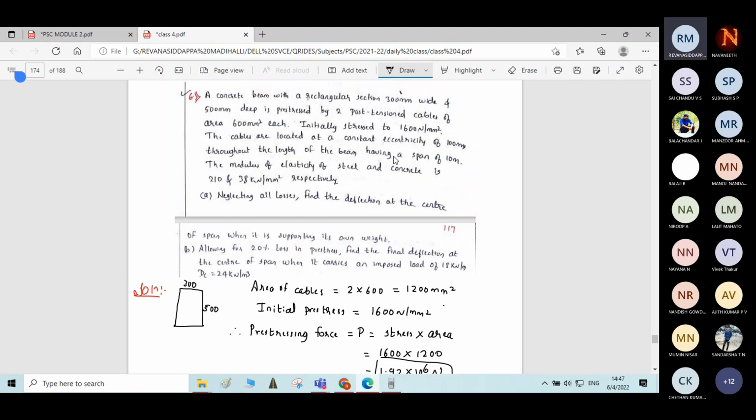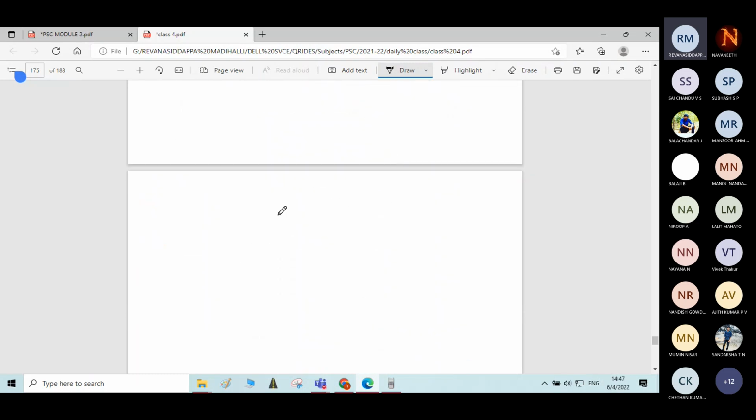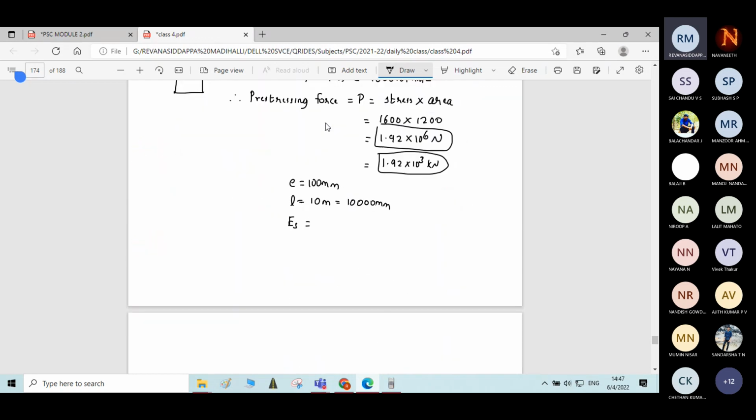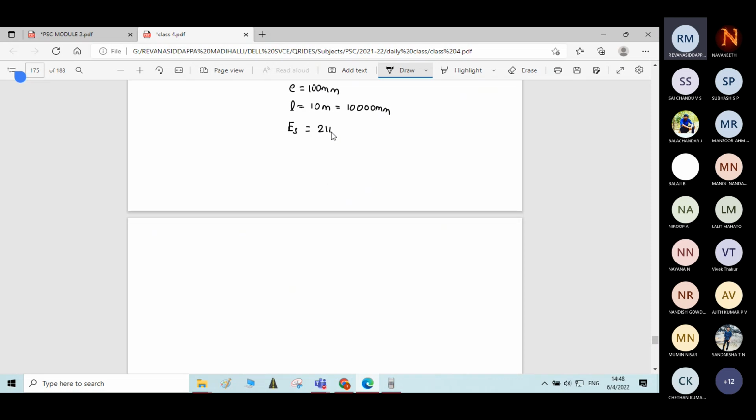The modulus of elasticity of steel and concrete is 210 and 38 kilonewton per mm square respectively. Okay. So ES, the Young's modulus of steel, is given as 210 kilonewton per mm square, which is nothing but 210 into 10 power 3 Newton per mm square, and EC is given as 38 kilonewton per mm square, nothing but 38 into 10 power 3 Newton per mm square. Okay.